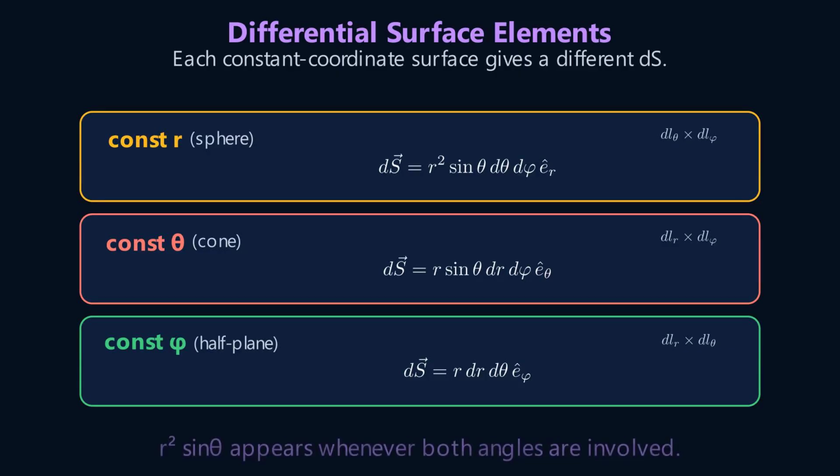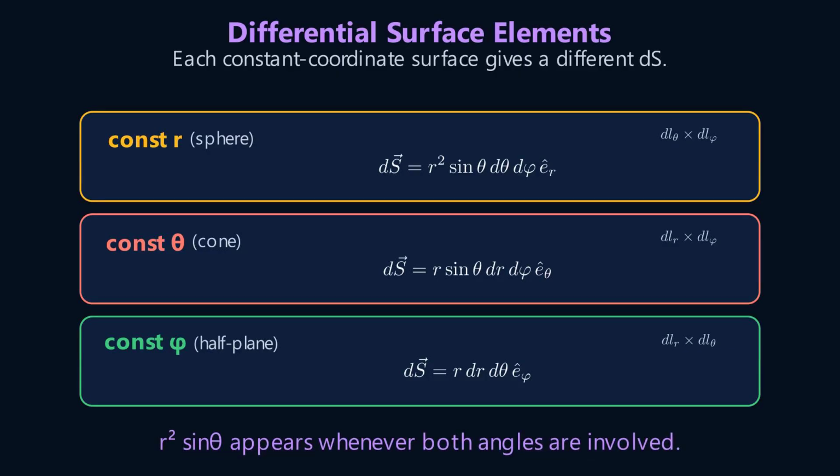On a surface of constant theta, which is a cone, ds equals r sine theta dr d phi e_theta. On a surface of constant phi, which is a half plane, ds equals r dr d theta e_phi. Notice that r squared sine theta appears whenever both angles are involved.